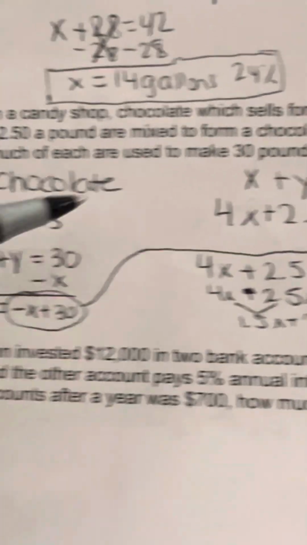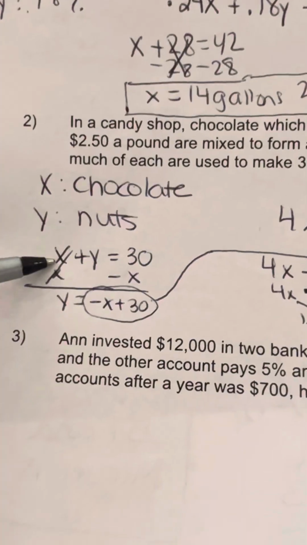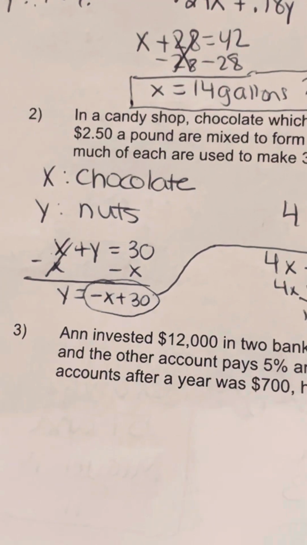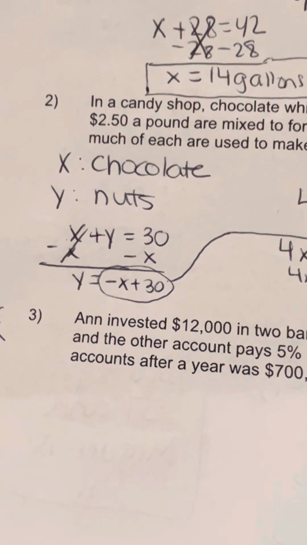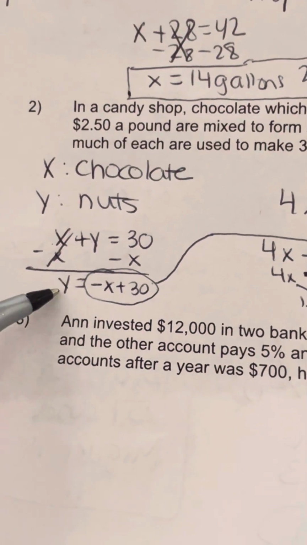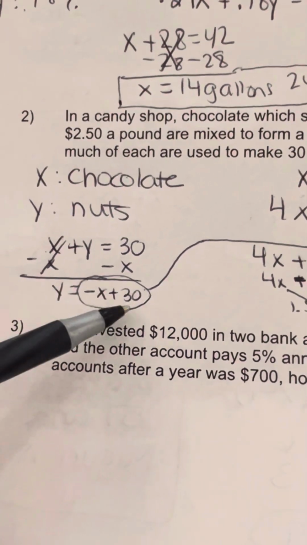And then what I did was I went over here and I did the substitution method. So I chose to eliminate, get rid of the x's first. So I subtracted the x's on both sides, and I got y by itself. So I ended up with y is equal to negative x plus 30.